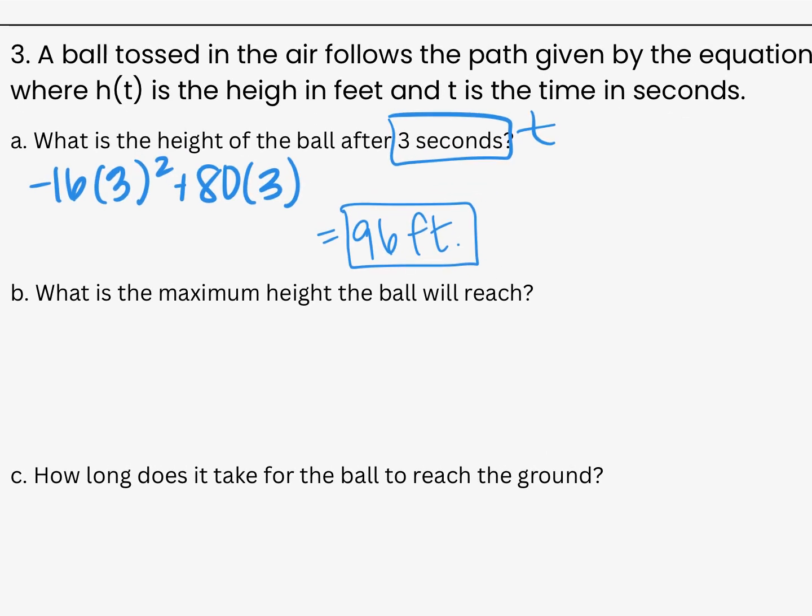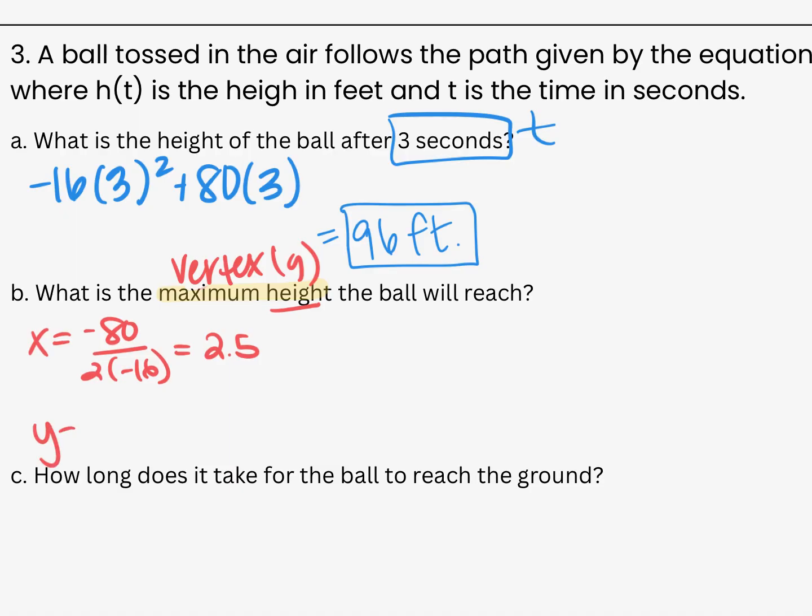So again, when you see maximum, that's your clue that you're looking for the vertex, and maximum height is the y. In order to find that, we first have to find the x. So x equals the opposite of b, which would be negative 80 over 2a, which is negative 16. Plug that into your calculator, you should get 2.5. So it takes 2.5 seconds to get to its maximum height.